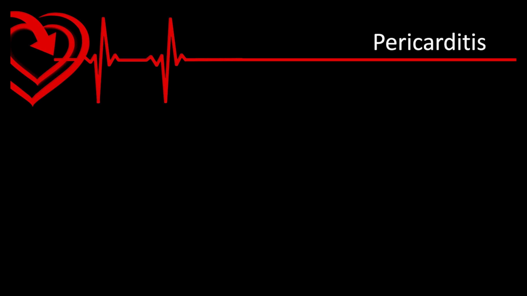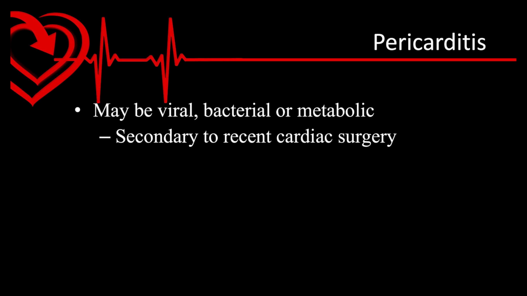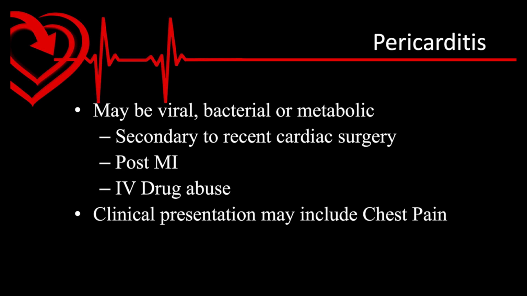The next one I'll talk about is pericarditis. Again, this is all about identifying the story because it can be deceiving. Pericarditis might be viral, bacterial, metabolic, can be secondary to a number of things, including recent cardiac surgery, a recent MI, IV drug abuse, number of other things.